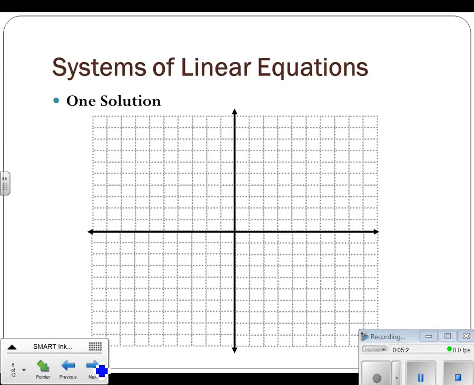So if I have, let's say I have this graph, I'm going to graph two lines. Here's one.